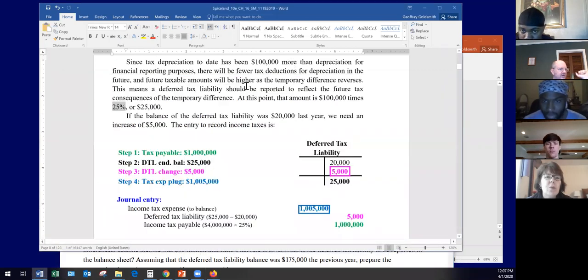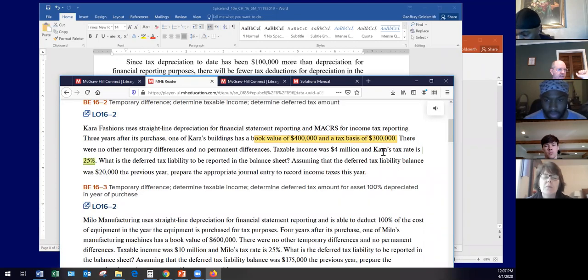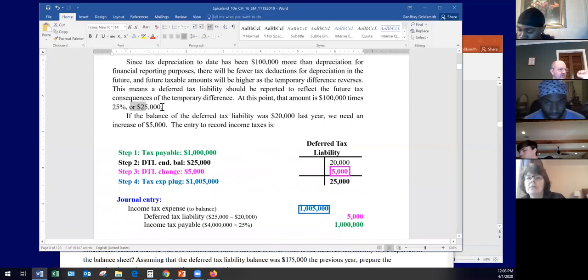So now in the solution, we take the timing difference, which is if they have a book value here of 400,000 and a tax basis of 300,000, that's telling us that they took $100,000 more tax deductions for this building than the straight depreciation on their balance sheet. So $100,000 difference times 25% is a deferred tax liability of $25,000.